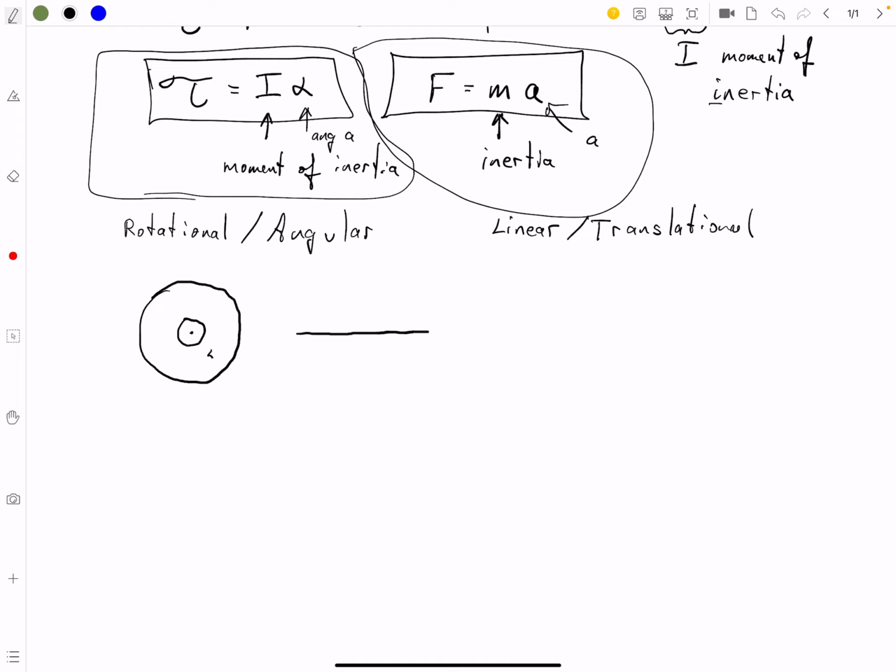Okay, so let's look at a piece. We'll pick this bit right there, so somewhere there's a little bit that we selected. And here's the axis. So there's a distance to that little piece, and let's call that distance r. So this is the distance r.